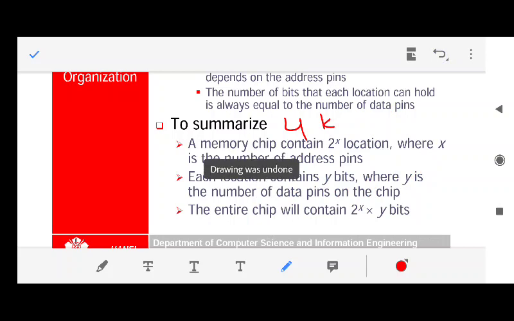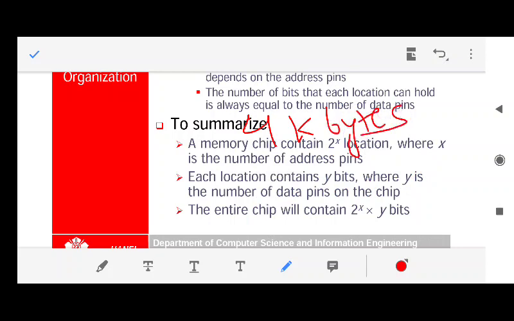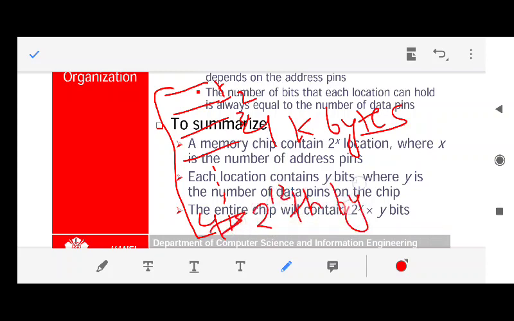Now I'm again writing the same thing, 4 kilobytes. What does 4 kilobytes mean? 4 kilobytes means you have a space of 2 to the power 12. First byte, second byte, third byte, fourth byte. This is how the memory is arranged, first byte, second byte, third byte till 2 to the power 12th byte. This is how the memory is arranged.